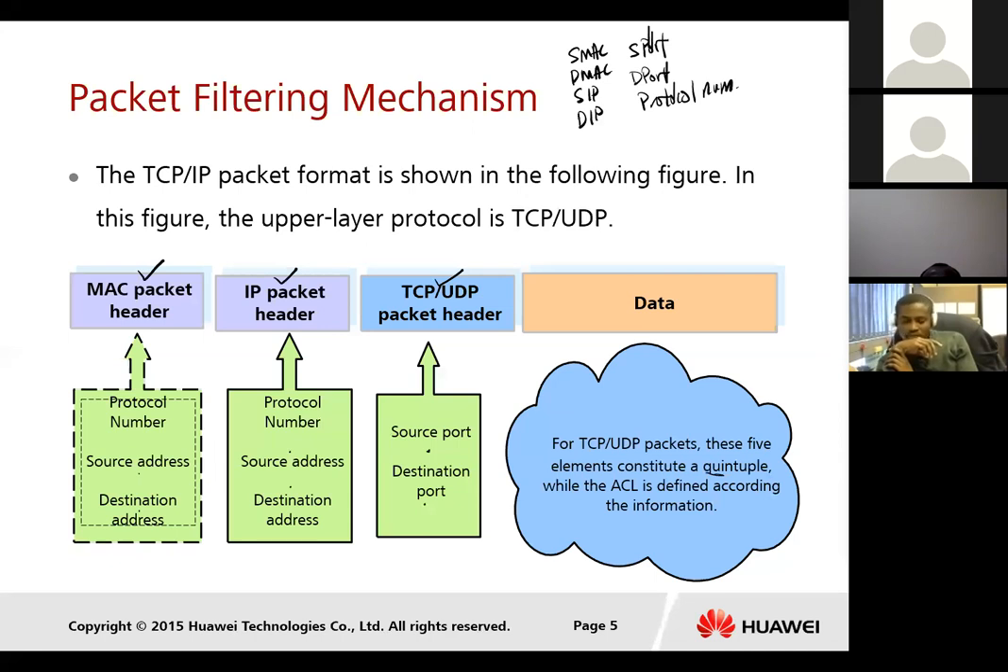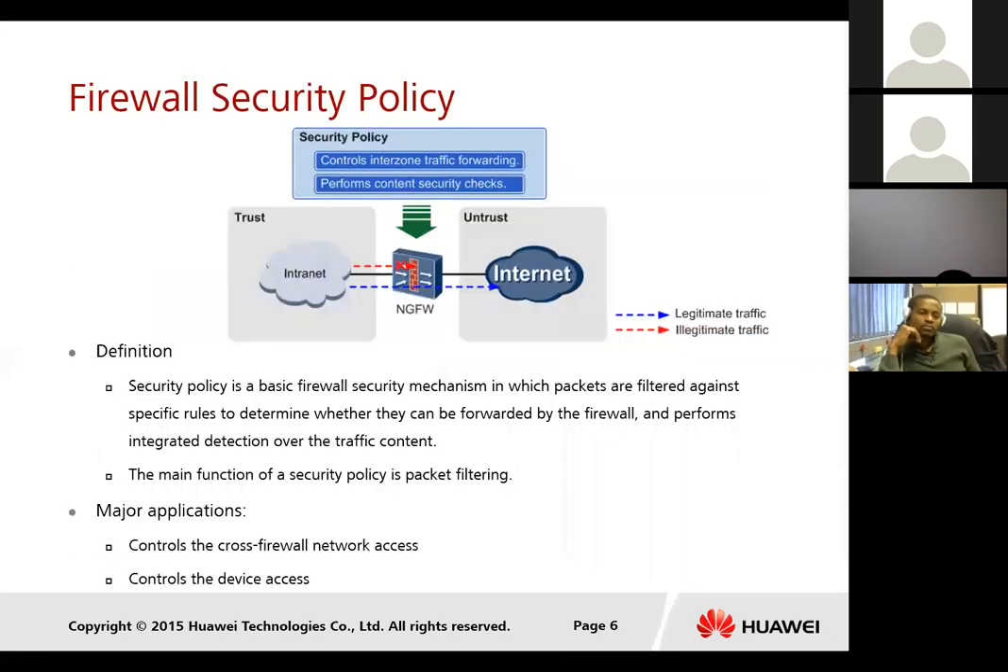Okay, there are 7 factors that can be applied into your ACL. So you can specify based on destination, source, and also the protocol to perform the packet filtering. When compared to the firewall security policy, the definition over here: security policy is the basic firewall security mechanism in which packets are filtered against specific rules to determine whether they can be forwarded by the firewall, and perform integrated detection over the traffic content.